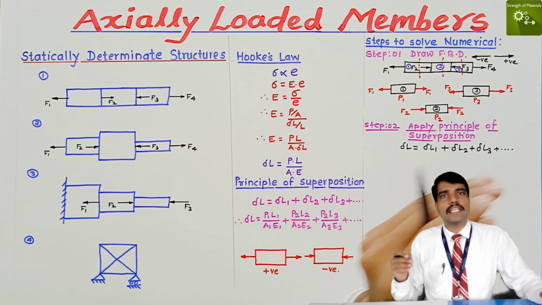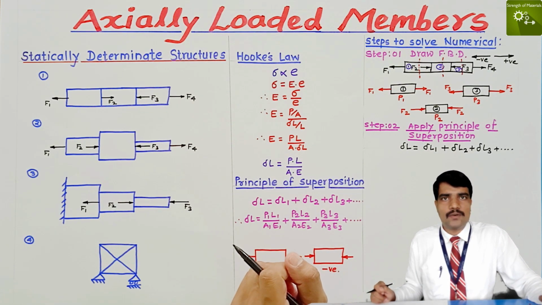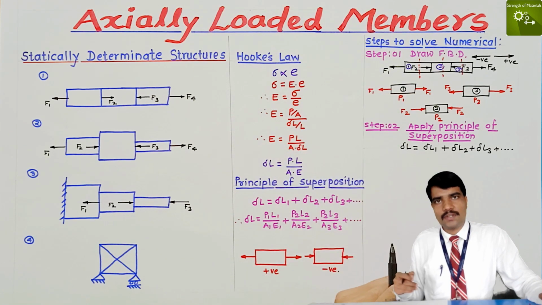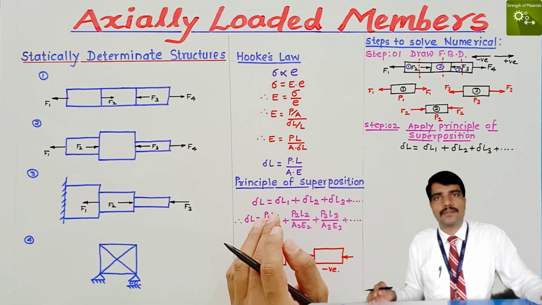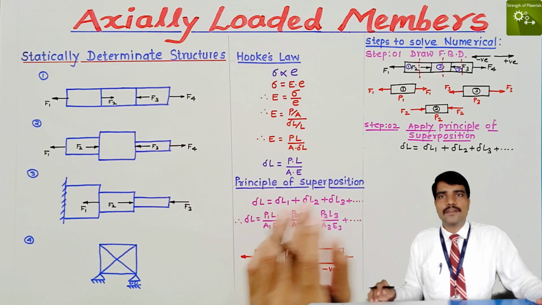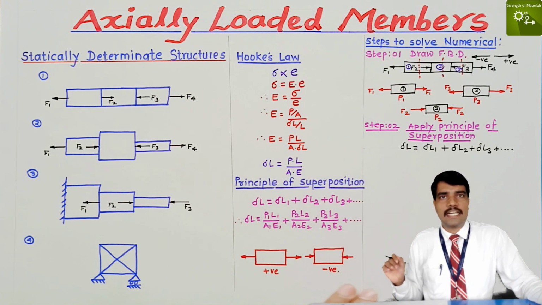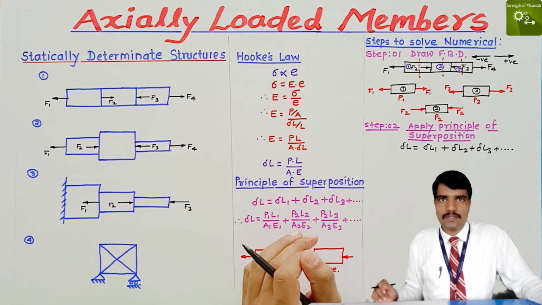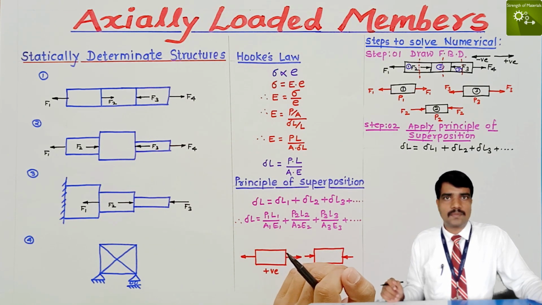Simply, stress is nothing but the internal resistive force divided by cross sectional area. We know the internal resistive force, and we know the cross sectional area. By using that simple formula, we find the internal stresses produced in each part. So simply we see how to solve the numerical, what statically determinate structures are, what Hooke's law is, what the principle of superposition is, etc.